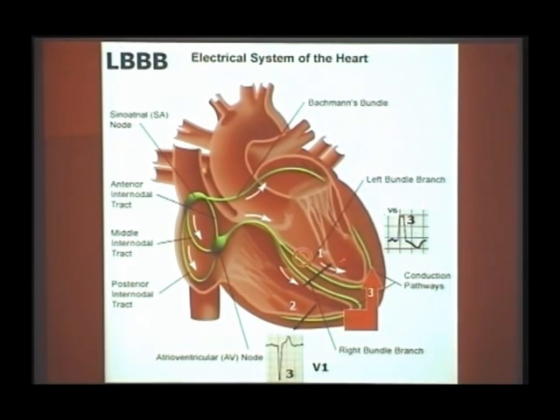Because the septal activation is altered, it is very difficult to diagnose an anteroseptal infarction in the presence of left bundle branch block, because all your activation is altered. So it is difficult to diagnose anteroseptal infarction in the presence of left bundle branch block. It is easy to diagnose anteroseptal infarction in right bundle branch block because the initial activation is not altered in right bundle branch block.